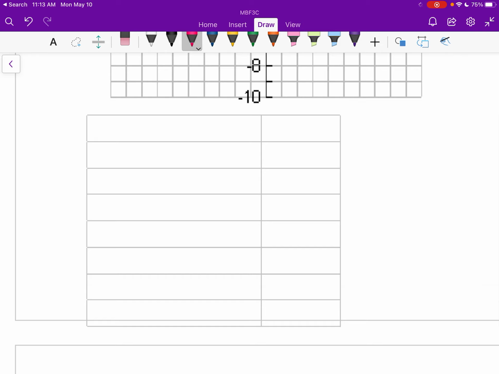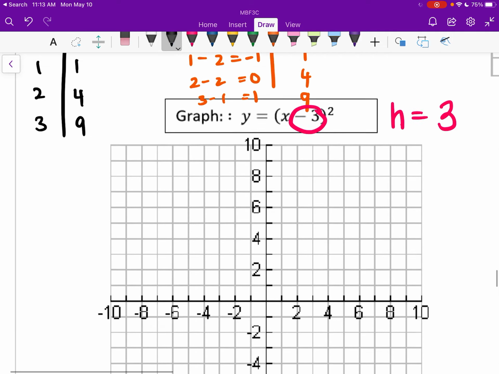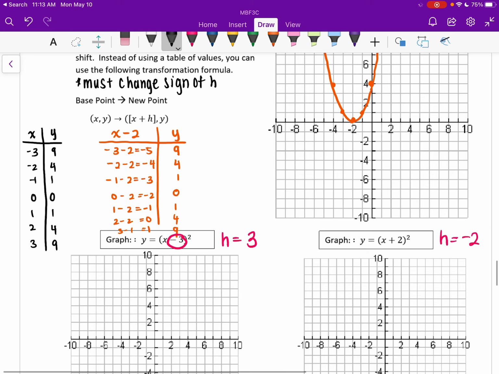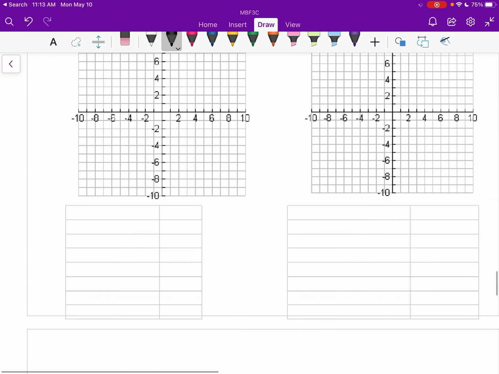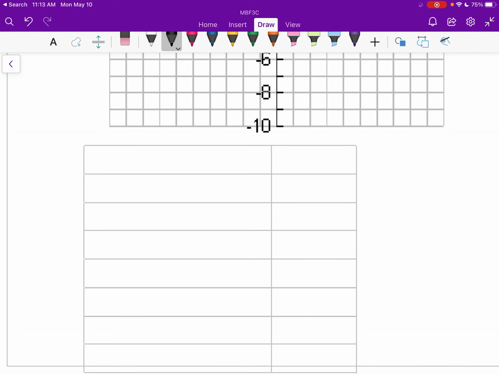All right, so hopefully you paused the video. We're going to take up these 2 questions together. Before we get started, I just want to show you how I set this up. When I'm doing a horizontal translation, I know that I'm going to be changing the x's. So I make the x column a little bit bigger for myself, and then I leave the y, and then I go in and put all my y values.